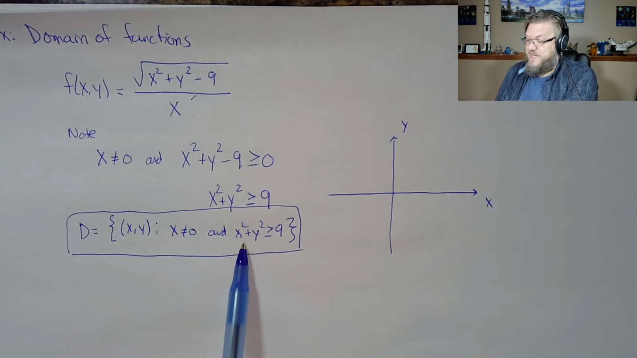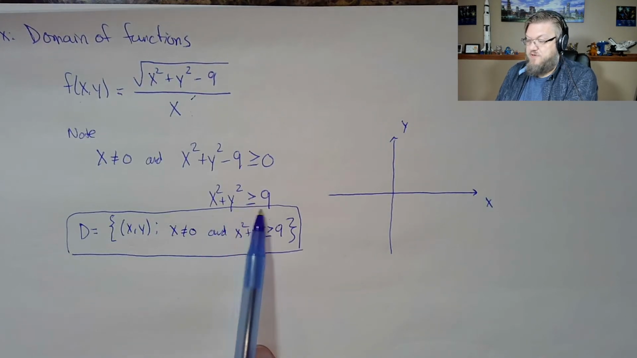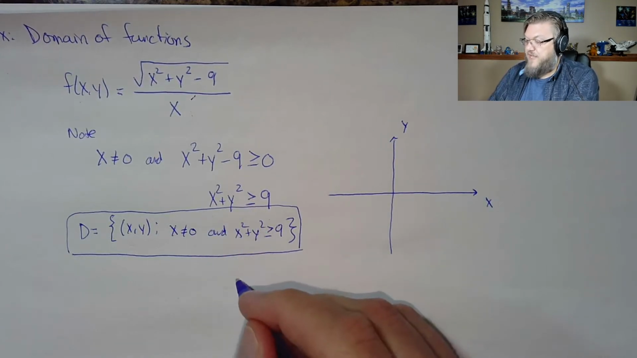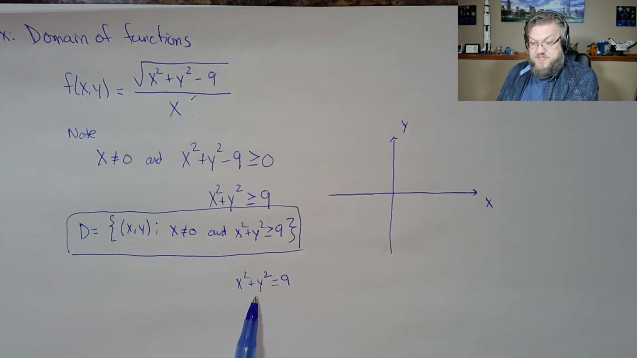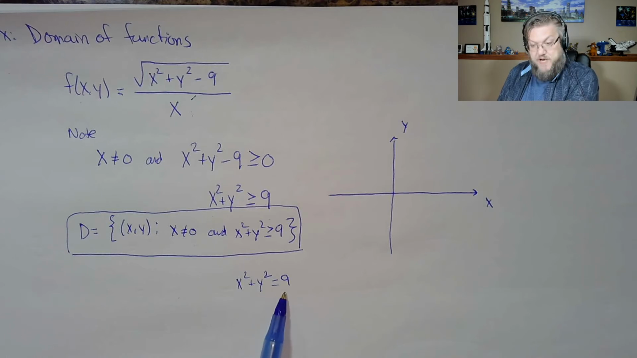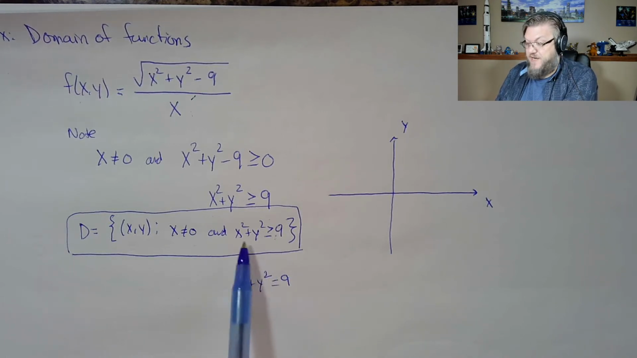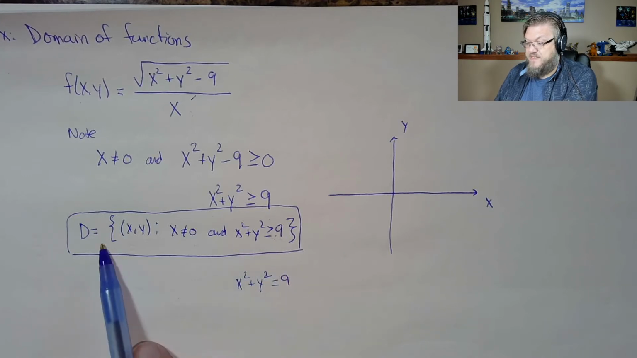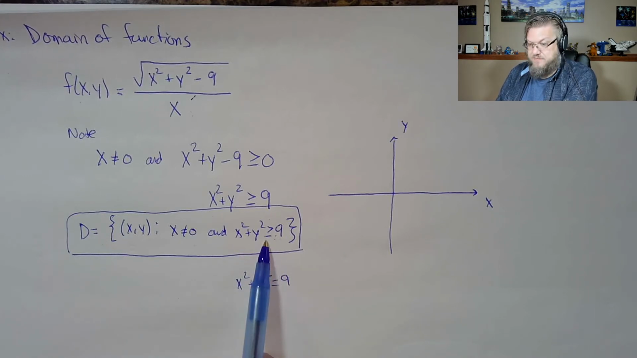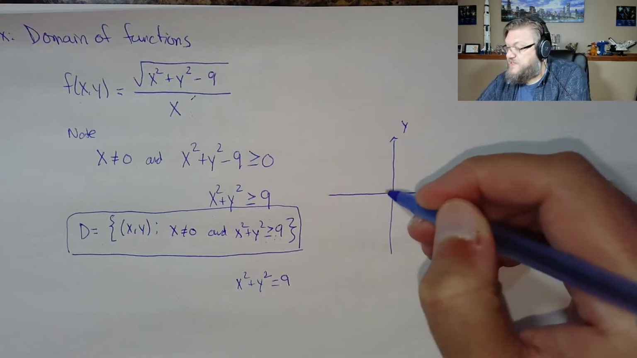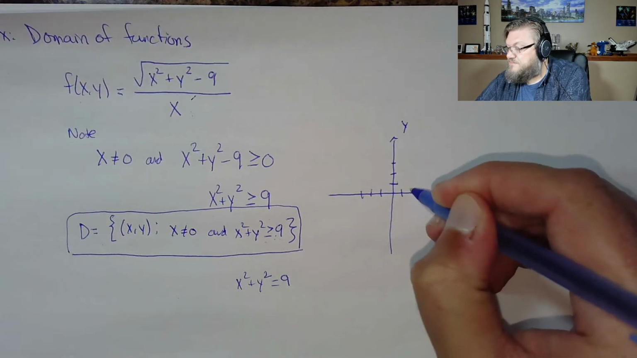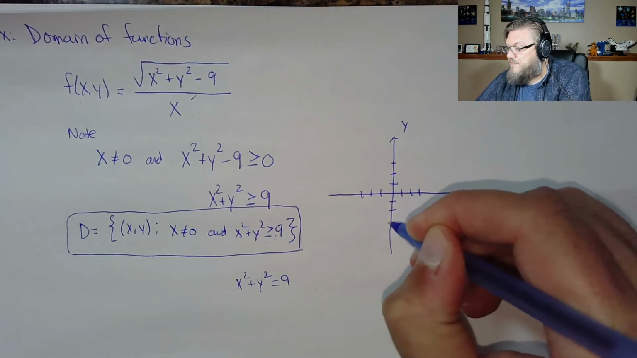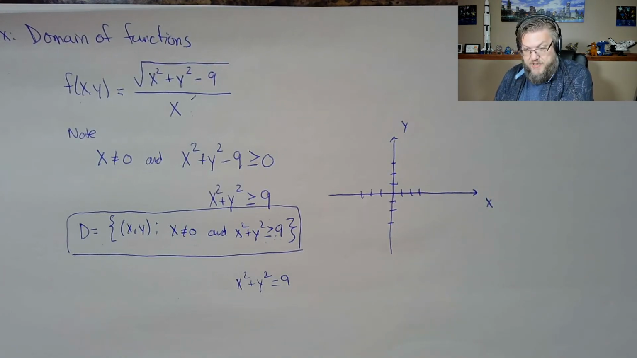And let's think about what this means. X squared plus y squared greater than or equal to 9. Well, wait a minute. X squared plus y squared equal to 9 is a circle centered at the origin with radius 3, right? And that's okay, because if it's equal to 9, then it's in the domain. That's good. So I do know this has something to do with the circle centered at 0, with a radius 3.